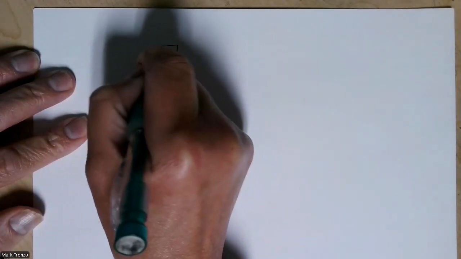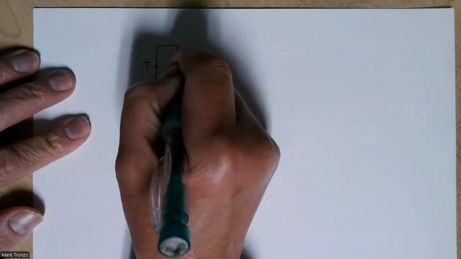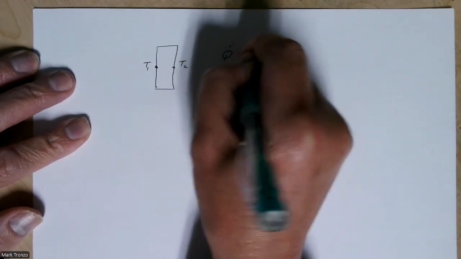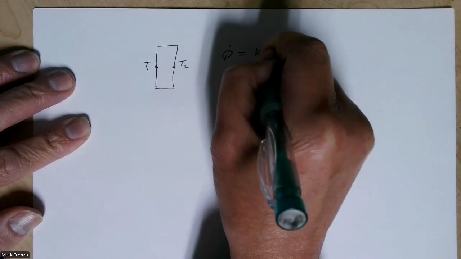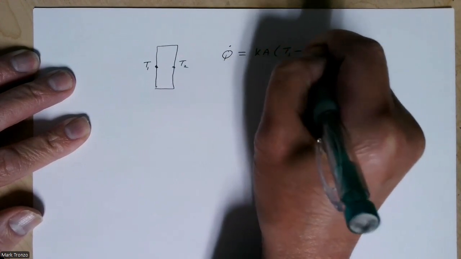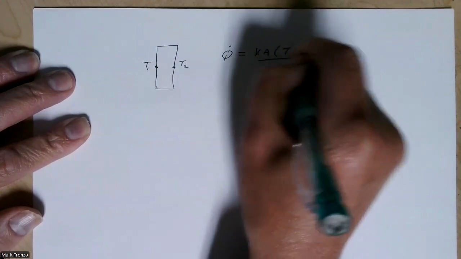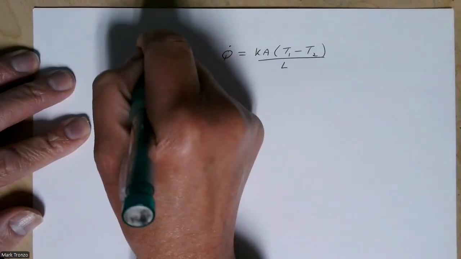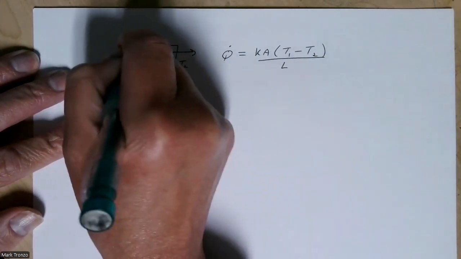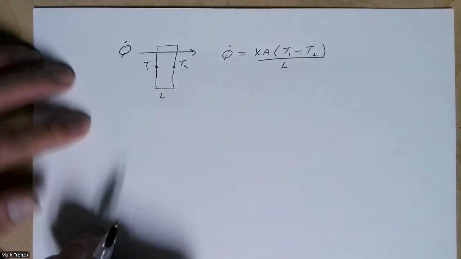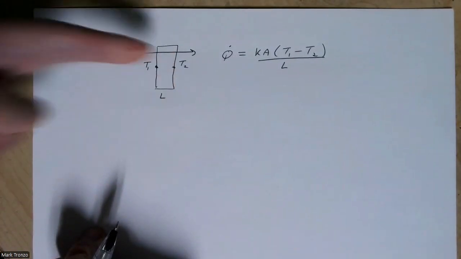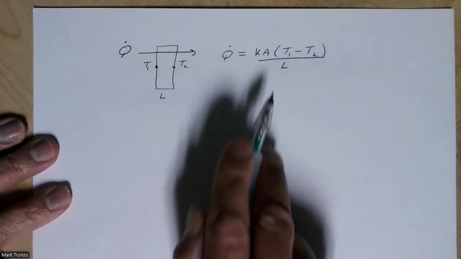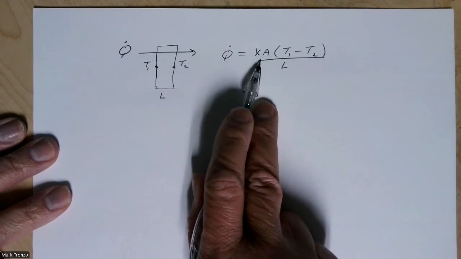Let's say it's T1 on this side, T2 on this side, and your heat transfer is going to be kA over T1 minus T2 over the length L, where length is the length of this. Now, in this case here, we're assuming that these edges are well insulated. So we have some length and there's some surface area in the front and back. Surface area A, k is the thermal conductivity.